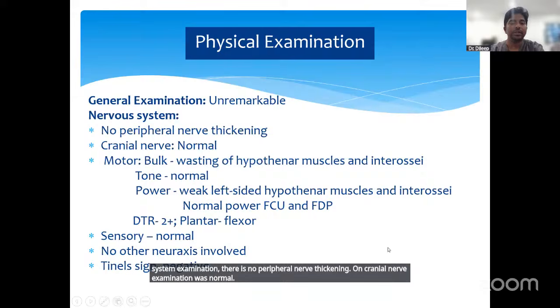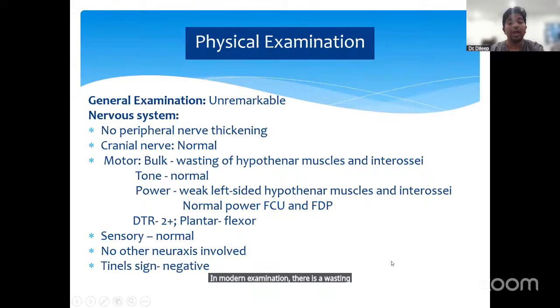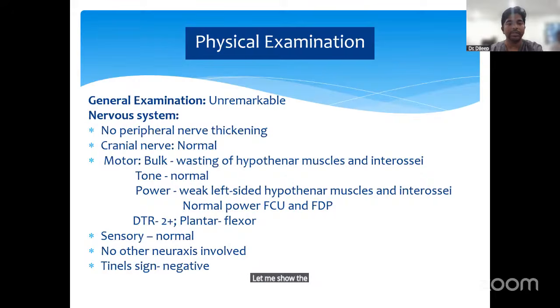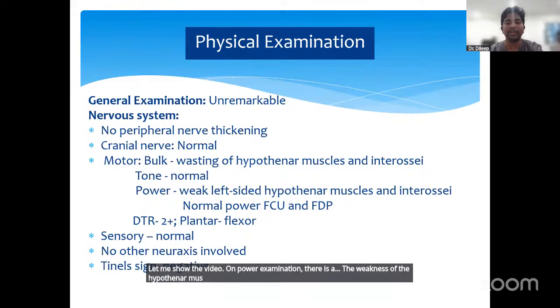On motor examination, there is wasting of the hypothenar muscles and the interossei on the left side. The tone was normal. I will show the power examination videos next. On power examination, there is weakness of the hypothenar muscles and the interossei on the left side, and normal power on examining the flexor carpi ulnaris and the FDP muscles. Deep tendon reflexes are intact, plantar being flexor.